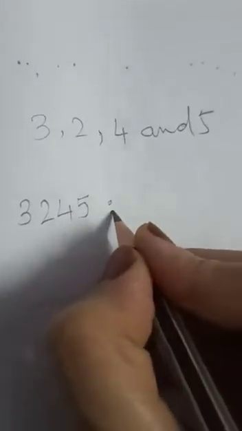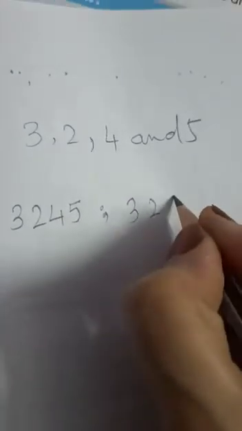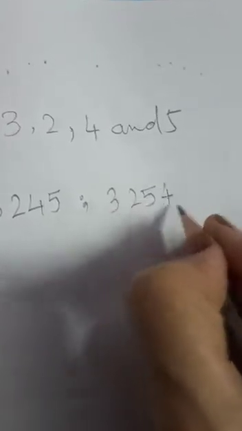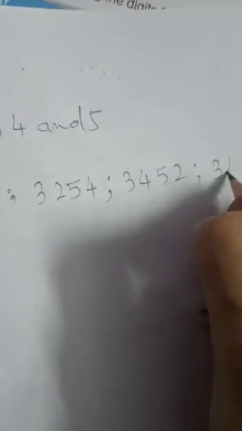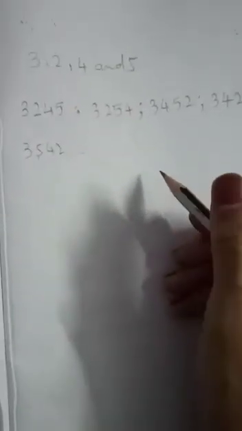3245; 3254; 3452; 3425 and 3542. Like that only there are many numbers that can be formed by using digits 3, 2, 4 and 5. So building the greatest and the smallest number can be done like this.